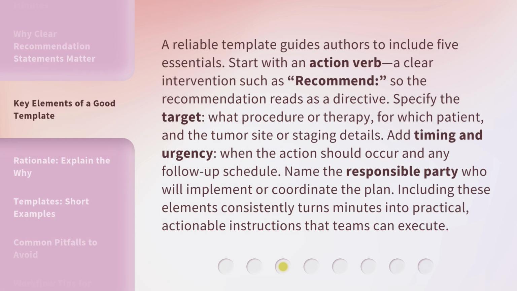A reliable template guides authors to include 5 essentials. Start with an action verb, a clear intervention such as recommend, so the recommendation reads as a directive. Specify the target, what procedure or therapy, for which patient, and the tumor site or staging details. Add timing and urgency, when the action should occur, and any follow-up schedule. Name the responsible party who will implement or coordinate the plan. Including these elements consistently turns minutes into practical, actionable instructions that teams can execute.